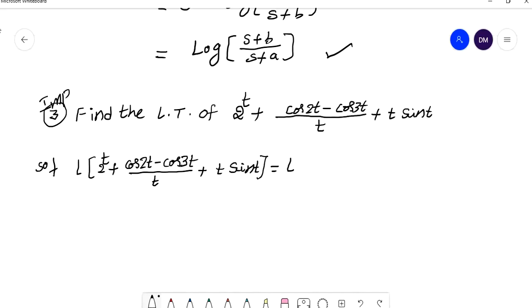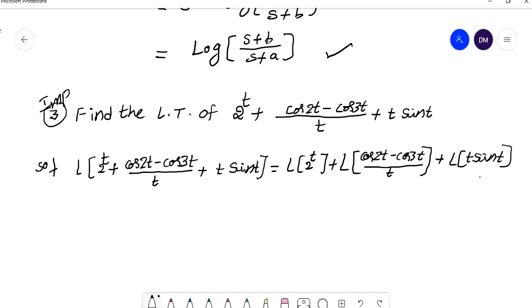L of 2 power t plus L of (cos 2t minus cos 3t) by t plus L of t into sin t. So we have applied the Laplace transform to the individual functions. Take it as equation number 1. Now I can find each term separately, and finally substitute in equation number 1. One by one I can find.